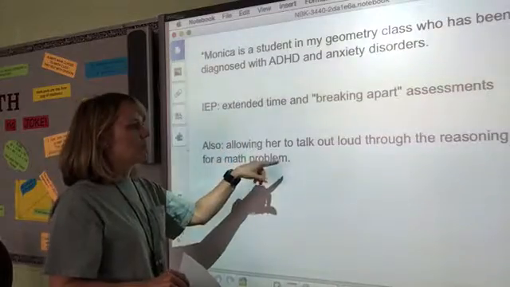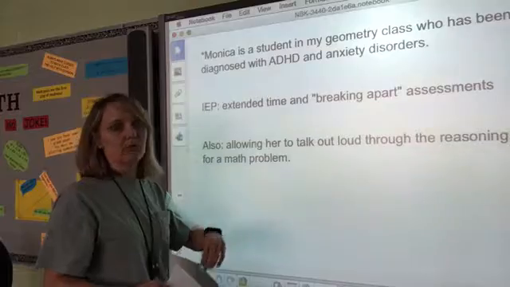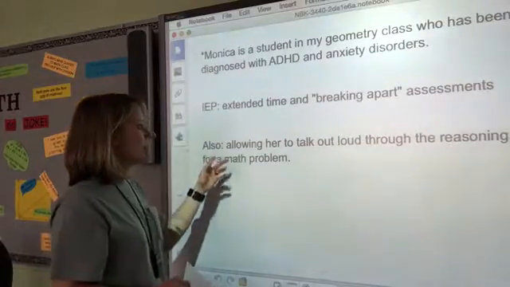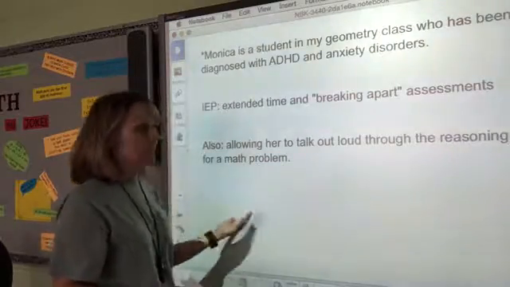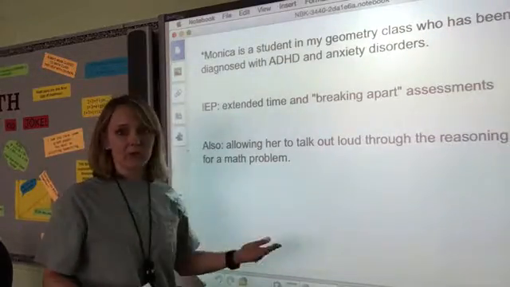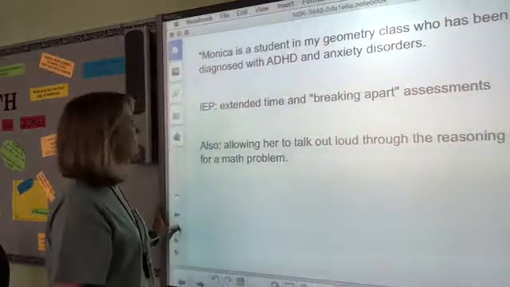Also, by her working on her assessment during a time when the other students are not in here anymore because she's come back during a study hall, she's able to talk out loud through the reasoning process, and I don't help her and give her answers, but I just kind of listen. And for some reason, her being able to talk it out helps her to organize her thoughts. And so that's helped her a lot.